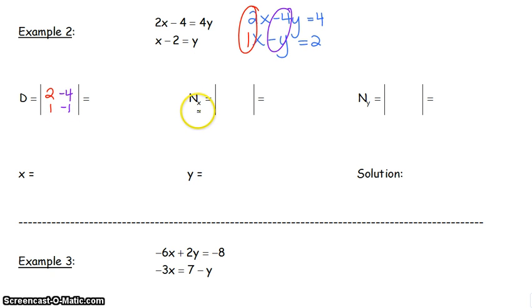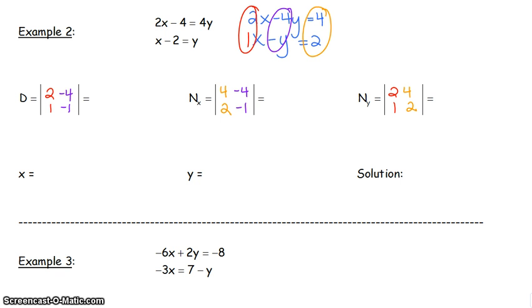Now n sub x means we replace the x's. So we're no longer going to have those x coordinates of 2, 1 there. Instead, we're going to replace them with our solution set of 4, 2. So the x's are gone, the solution column's there, but we're not going to change the y's. So the y's are still going to be a negative 4, negative 1. N sub y means we replace the y's, which means the x's stay, and the x's were 2 and 1, but instead of having our y coefficients, we replace the y with our solution set of 4, 2.